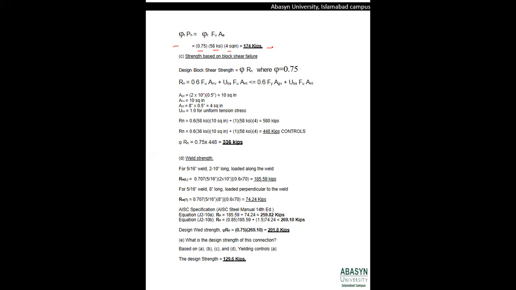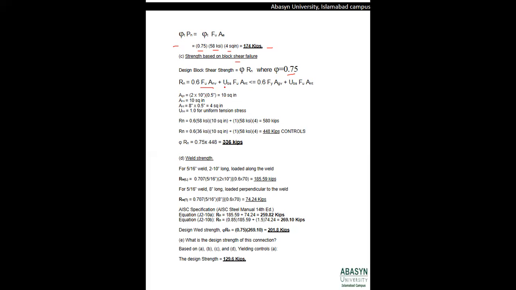Now the third strength that we have to find is the strength based on the block shear failure. For the block shear failure, as the name indicates, it is block shear, and the value of phi will again be 0.75. And the equation for block shear that we studied for the tension members is Rn is equal to 0.6 Fu into Anv. Anv indicates the net area in the vertical direction.